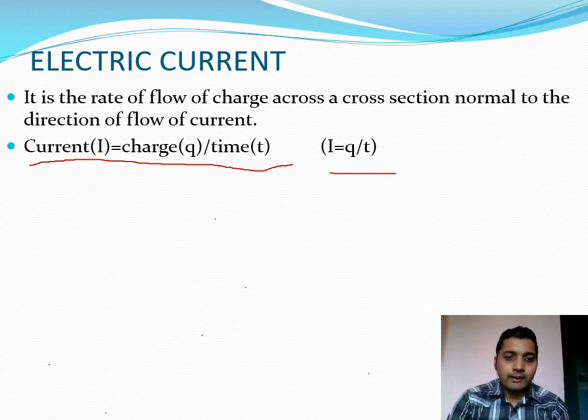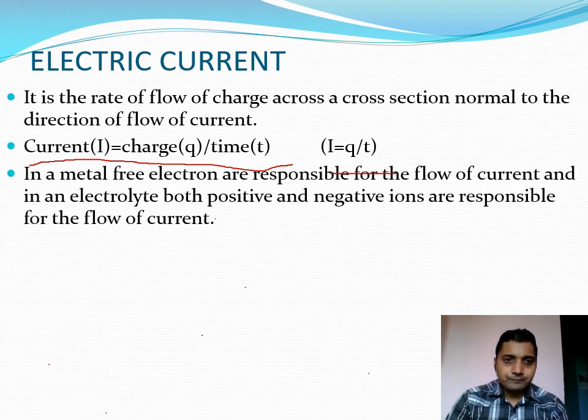When we take current, current flows from one part to another in a conductor, because in a conductor there are free electrons. Free electrons mean the electrons in the outermost shell, which are free to move, where the force of attraction from the center is very, very less. And in the case of an electrolyte, both positive and negative ions, the cation and anion, are responsible for the flow of current in the electrolytic solution.